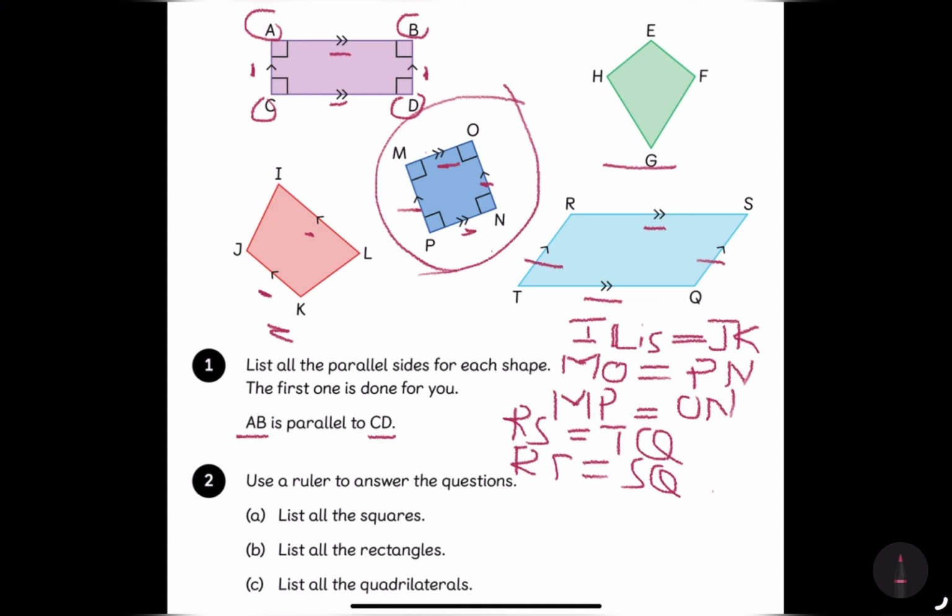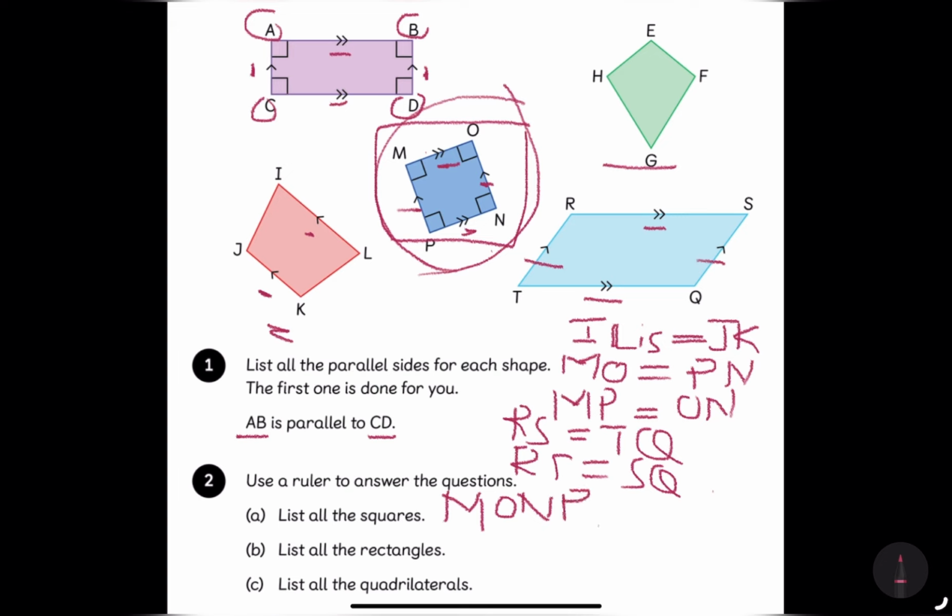Here it is saying use a ruler to answer the question. List all the squares. So when I measure, I see that this is the one which has got all sides the same. Even sometimes we can guess by seeing as well. So my figure that is a square is MONP.